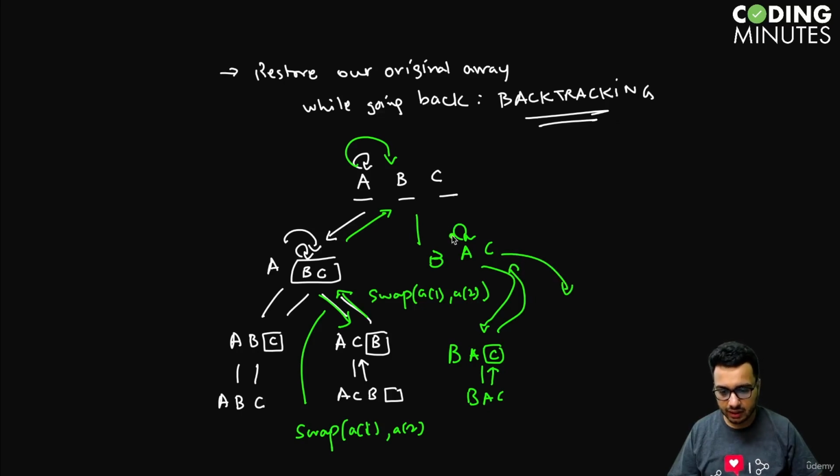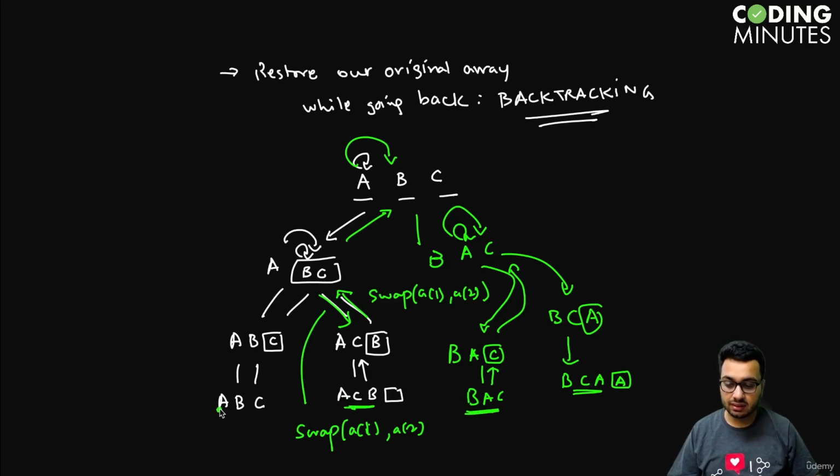You come here, A gets replaced with C, it becomes BCA. You make another call, it becomes BCA, you hit a base case, you print the answer also. Every time you hit the base case, you have the permutation ready that you can print. You go back, you go back, you go back, and every time you go back, you undo the changes that you have made while coming to this step.